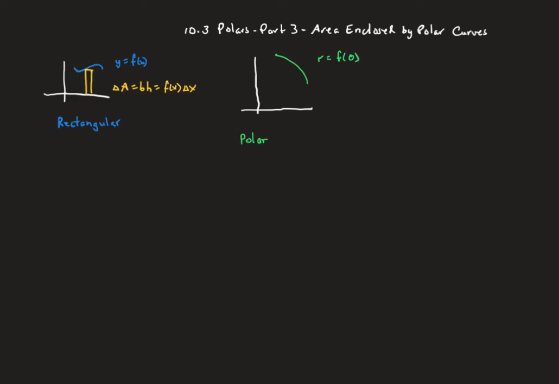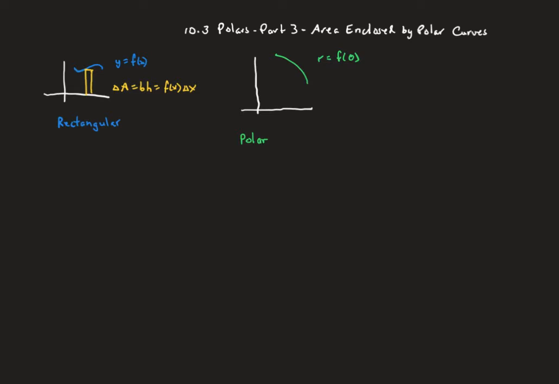So part 3 of section 10.3 on polars is we're going to talk about the area enclosed by polar curves. Let's think for a minute about what we do in rectangulars. If you look at the figure on the left, you can see that in rectangular coordinates we have our function f of x, and we imagine drawing a rectangle, and we try to describe the area of that rectangle, which we call delta area. It's base times height of a rectangle, which in our case here is going to be f of x times delta x.